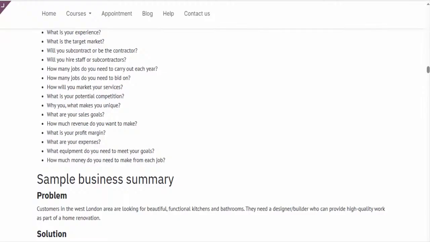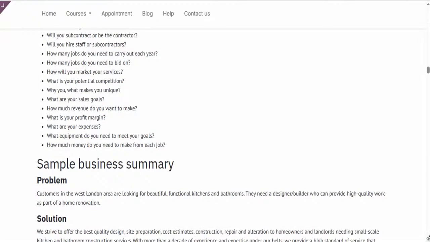Why you? What makes you unique? What are your sales goals? How much revenue do you want to make? What is your profit margin? What are your expenses? What equipment do you need to meet your goals? How much money do you need to make from each job?